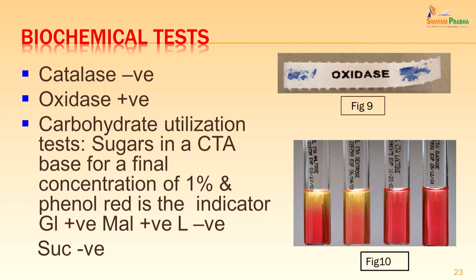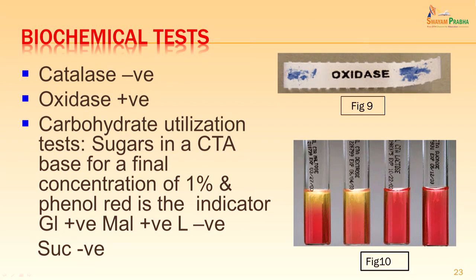They were catalase negative. We have already seen how the catalase test is performed when we discussed staphylococcal infections. Oxidase test was positive. Now, the oxidase reagent contains tetramethyl paraphenylene diamine dihydrochloride. Filter paper is dipped in this reagent and a little bit of the colony is streaked across the paper. If the organism is oxidase positive, you get a purple coloration on the filter paper indicating that the organism is oxidase positive.